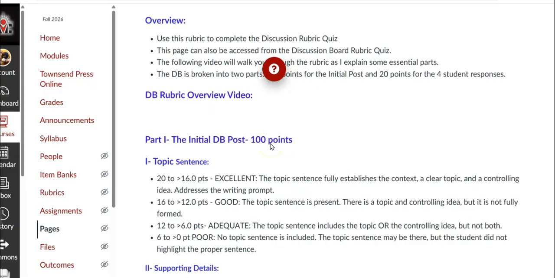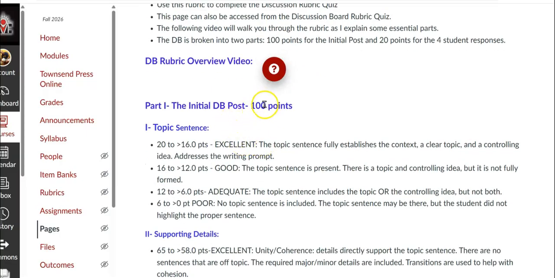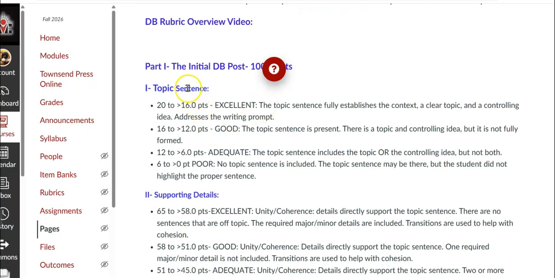So let's go through here. This is the initial post, which is worth 100 points. First of all, your topic sentence in my course must always be highlighted. If you don't highlight the proper topic sentence, you will notice in another video it's going to be a 0. If you don't know what your own topic sentence is, that's a huge red flag to me for AI, and it'll be a 0, no discussion. So your topic sentence, make sure that's highlighted.